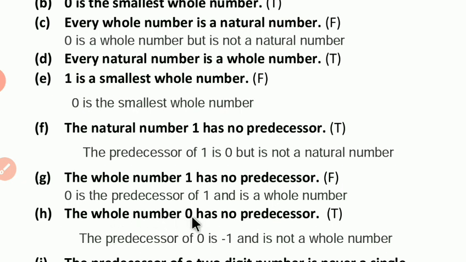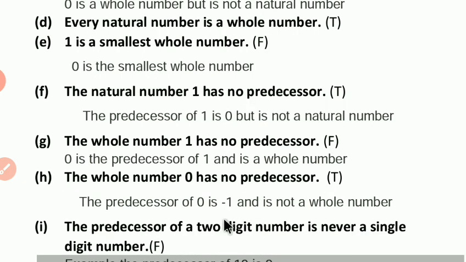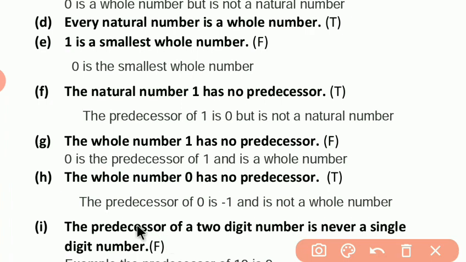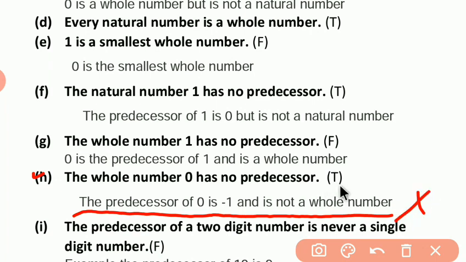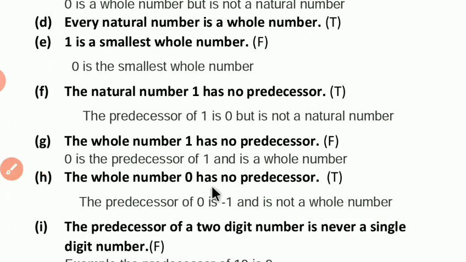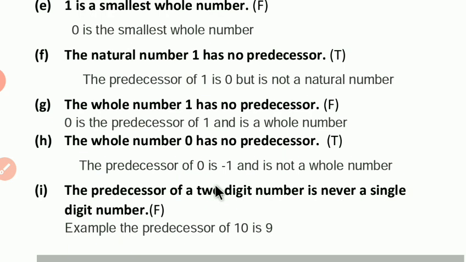H, the whole number 0 has no predecessor. As we have seen in the question before also, the predecessor of 0 is minus 1, and minus 1 is not a whole number. So this statement is true, that the whole number 0 has no predecessor.